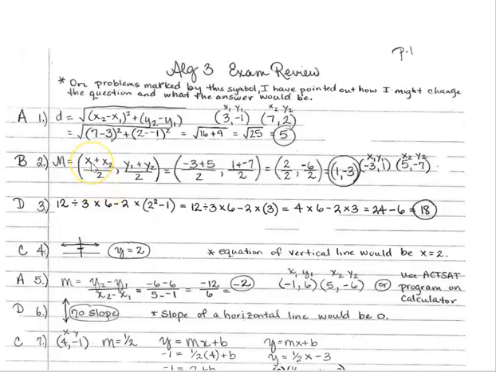And so we can say our x values were -3 and 5, and our y values were 1 and -7. So if we add these, that's going to give us 2 over 2. And if we add these, that's going to give us -6 over 2. So 2 over 2 would be 1, and -6 over 2 would be -3, and that would be my midpoint.